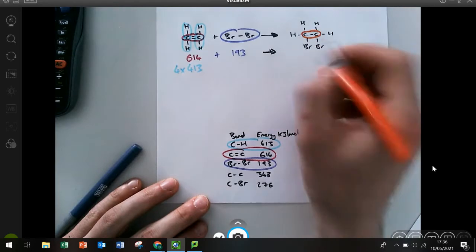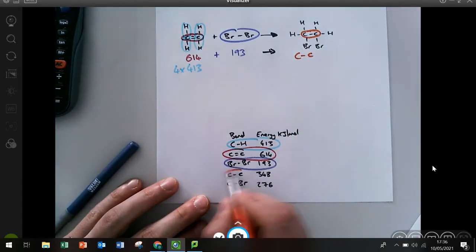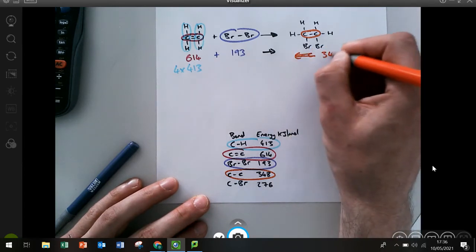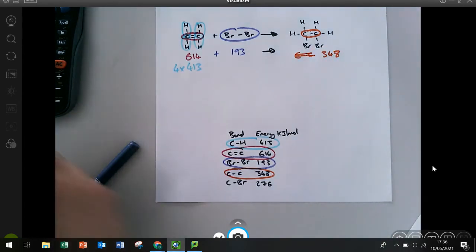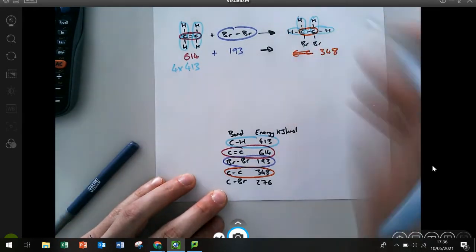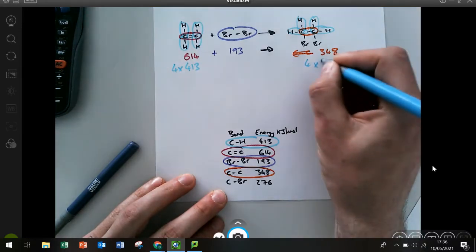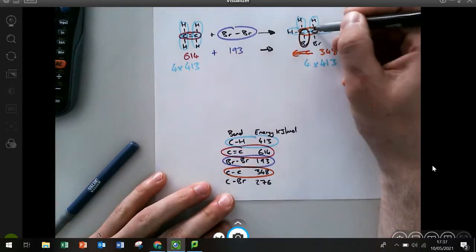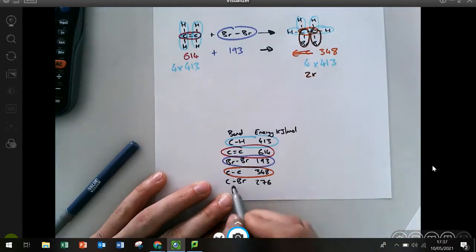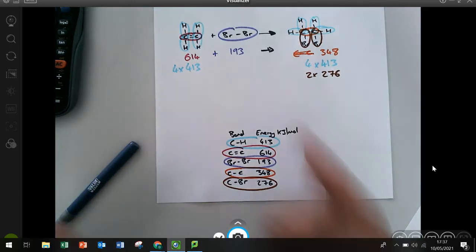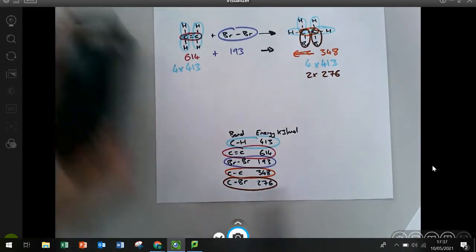So let's do the same. I've got CC, which is 348. I've got my CH. I've got 1, 2, 3, 4. So 4 times 413. And then I've got CBr. So 1, 2. CBr is 276. So now I need to add up both of these sides.